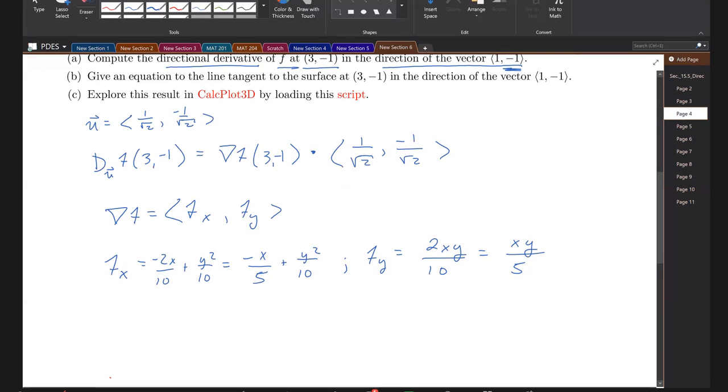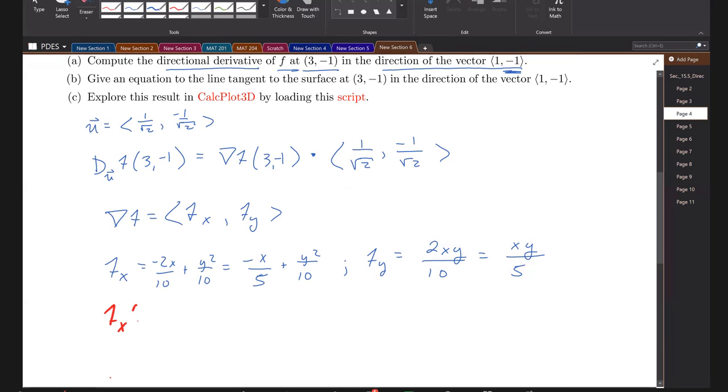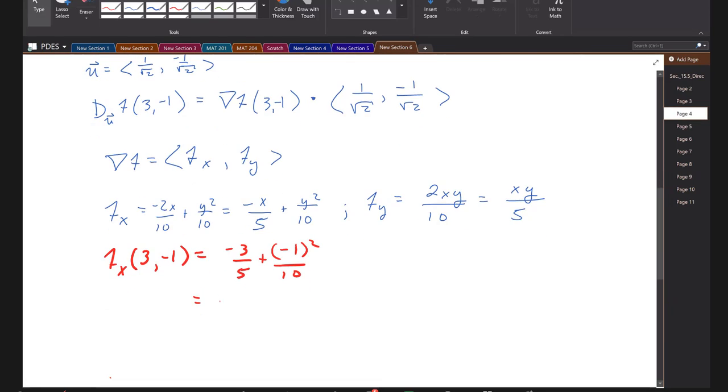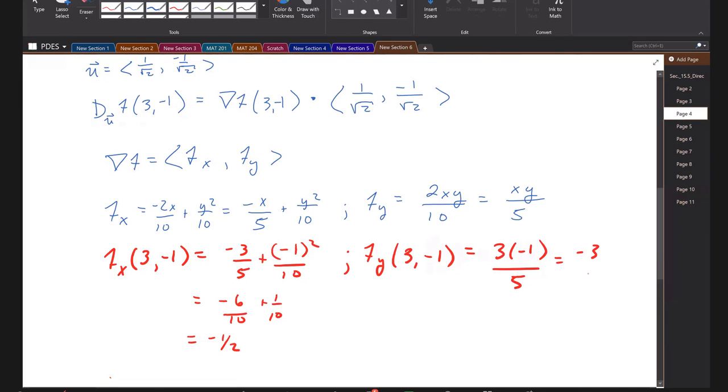So now we're going to evaluate these at their respective points. f sub x of 3, negative 1, that would be negative 3/5 plus negative 1 squared over 10, which is negative 6/10 plus 1/10, which is negative 5/10, or negative 1/2. If we do the same thing here, the partial derivative with respect to y evaluated at our point is 3 times negative 1 over 5, or negative 3/5.